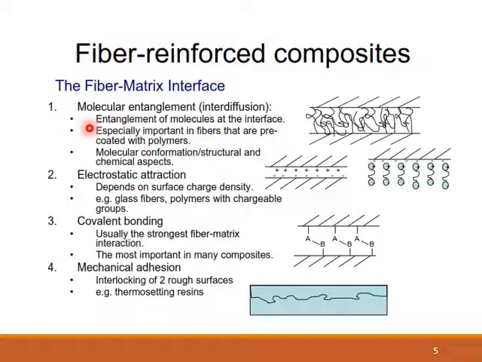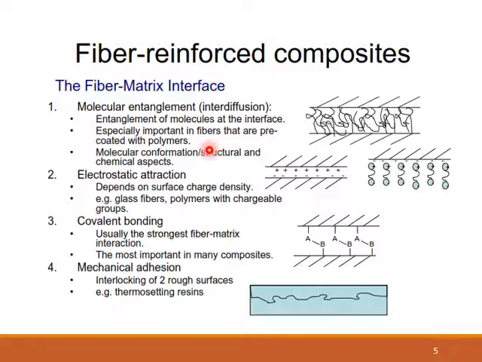There are so many ways to improve or to affect the interface property. The first is what you call molecular entanglement, that is interdiffusion between the matrix and the fiber. Here you have entanglement of molecules at the interface, with the molecules of the fiber being entangled with the molecules of the matrix. Here you have fibers that are pre-coated with polymer. So what you do is some surface adjustment to the fiber that allows it to mingle well with the matrix, or you have some conformation or structural adjustment on the surface of the fiber or the polymer to allow this entanglement to occur.